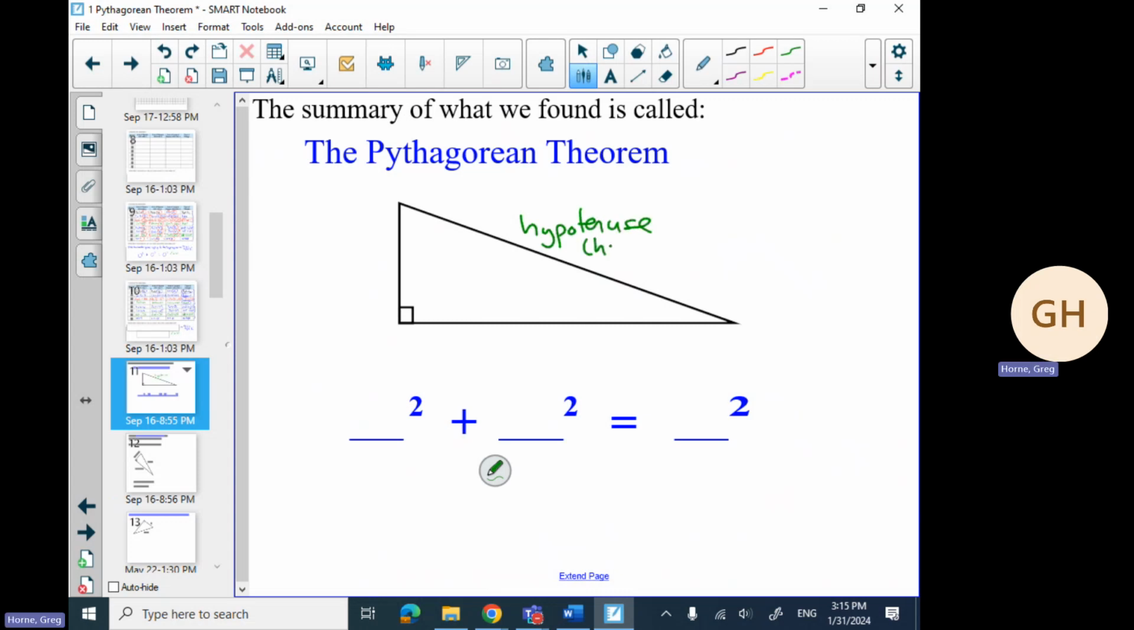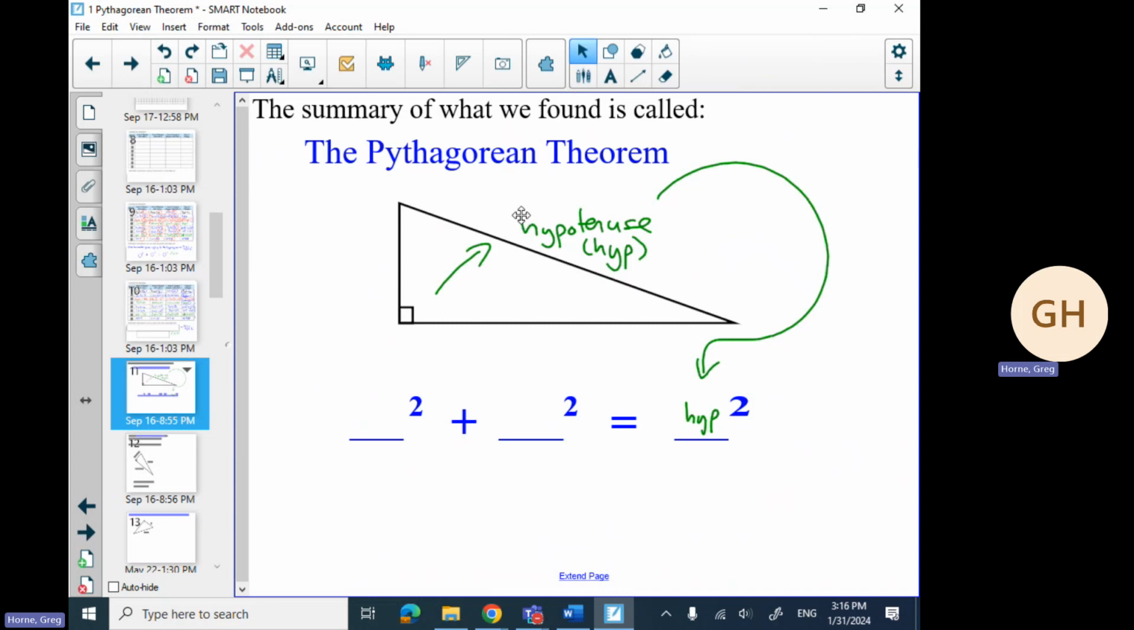You might start saying H1P for short, right? That's the special side across from the 90 degree. Really what you have to do is make sure that that side, whether it's a number or a letter, it doesn't matter, has to go here. The hypotenuse has to go there because it's the big square. So you've got the little squares on the left side adding up to the big square, right?